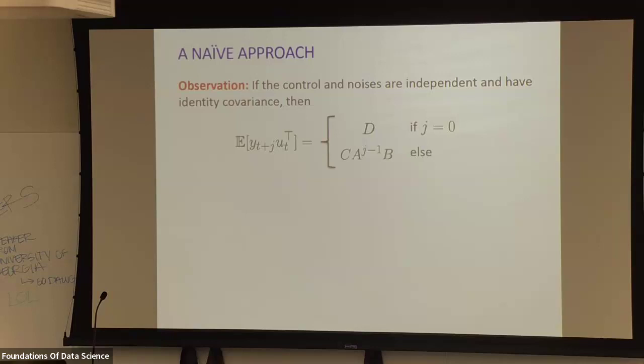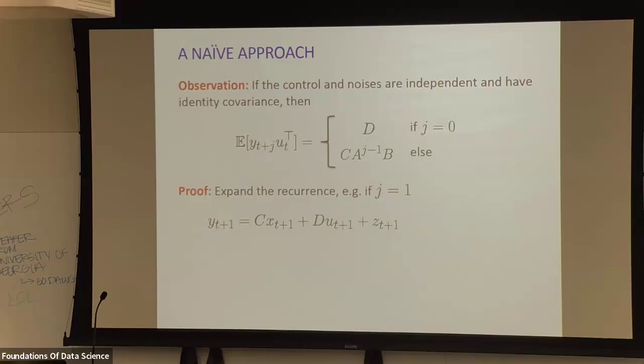So what I claim is that one way to think about where the Markov parameters come from is I look at the input at some time step little t, and I look at the time-lagged output, y sub t plus j. And let's just assume that the control and noises have identity covariance. If they don't, you can just correct this based on whatever their covariances are. But in that simple case, I claim that as you change j, you sweep out and you get the different Markov parameters.